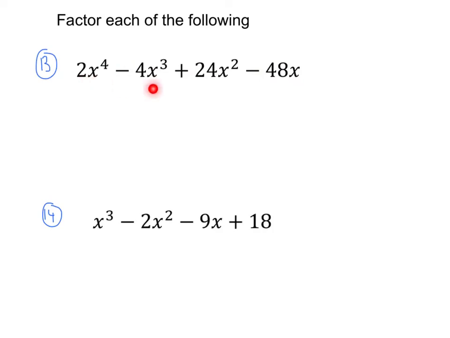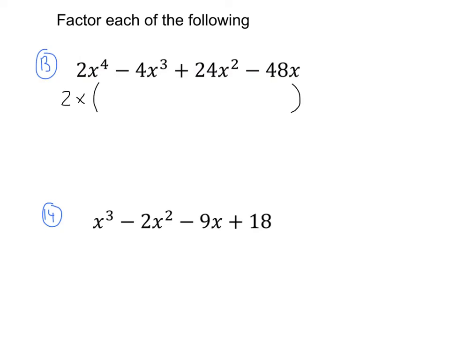we can do. And in this case, if you notice the 2, negative 4, 24, 48, those are all divisible by 2. They all have a common factor of 2. Let me say it again. 2, negative 4, 24, 48, they all have a common factor of 2. They're all divisible by 2. Also notice that we have x to the fourth, x cubed, x squared, and an x. So they all have a common factor of 2x. So I'm going to factor, in the very beginning, pull out a greatest common factor of 2x.